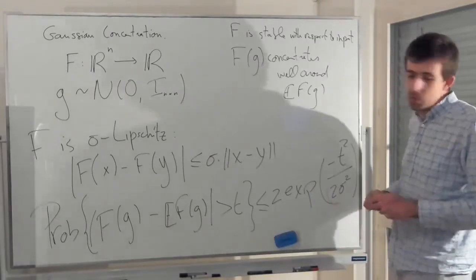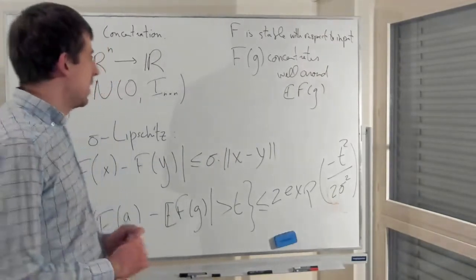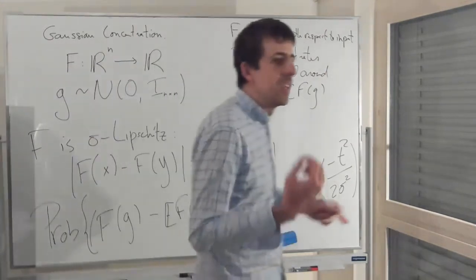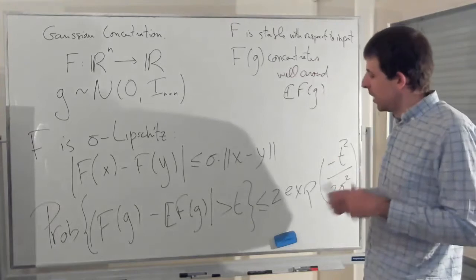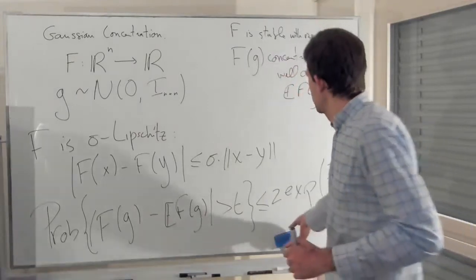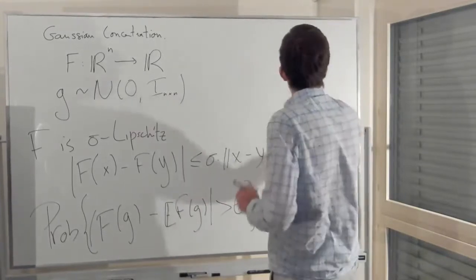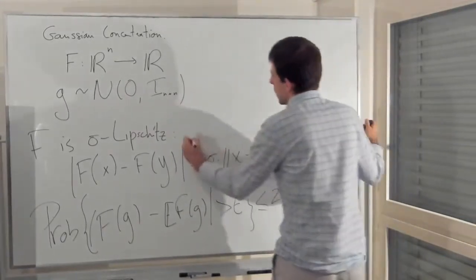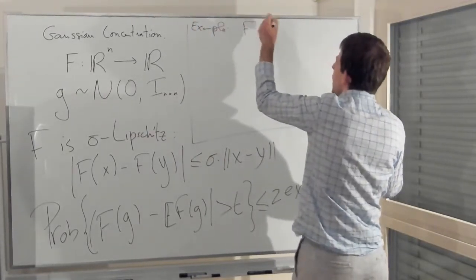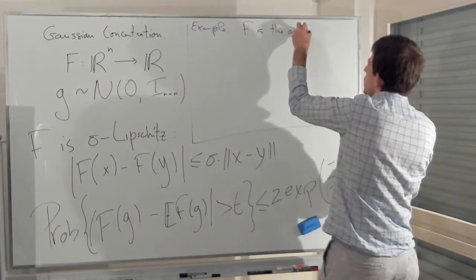With a different constant. So what we'll see now is an example of this, just to get a feel for what this is saying. A very nice example to try is a function that we've seen a lot, and that depends very little on each one of its inputs, which is the average. So let's say f is the average function.